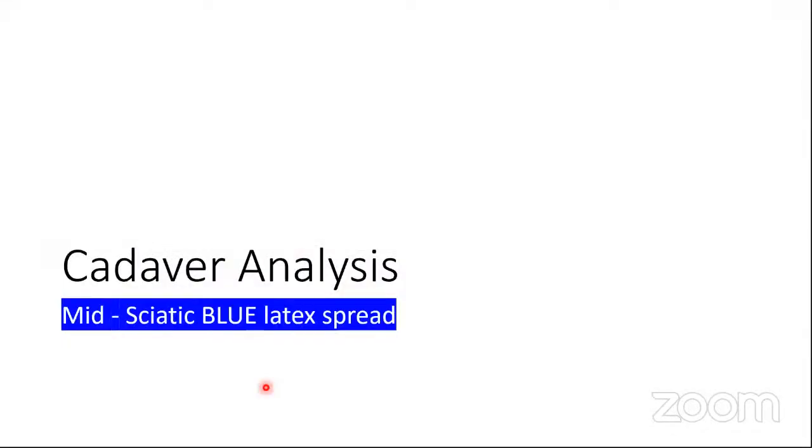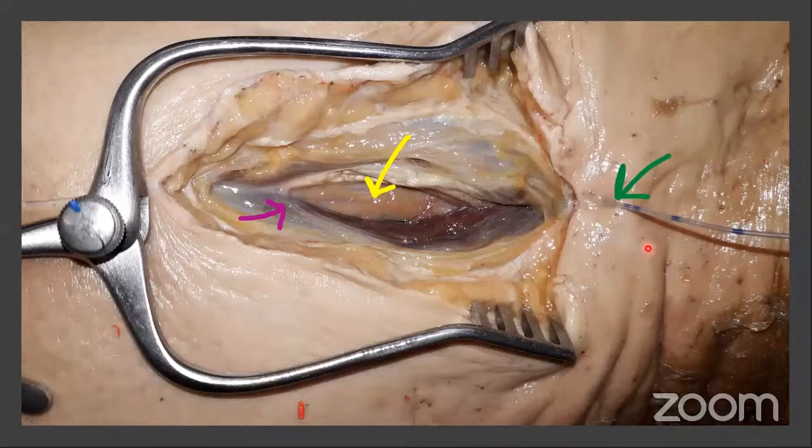Now in the mid sciatic, what I did was, this is a cadaver, a fresh cadaver actually. So you'll find the tissues almost equivalent to what we see in the living. This is the catheter entry here, and you don't see the catheter now. This is the medial side. So this is the semitendinosus, and this is the tendon of biceps femoris. And this is the sciatic nerve, the yellow one, and the purple one is the sheath.